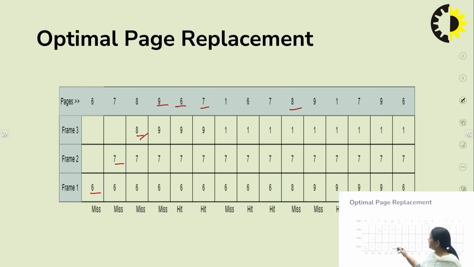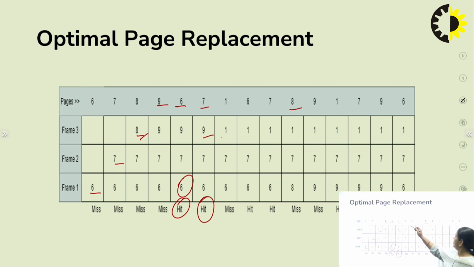8. In this way, the next element is 6. 6 is already in the memory, so it is known as a hit. 7 is already in the frame, that's why it is a hit. Next, 1 will be replaced by 9, because it will be accessed after the longest interval, and 9 will be replaced. So in this way we can use the optimal page replacement algorithm.